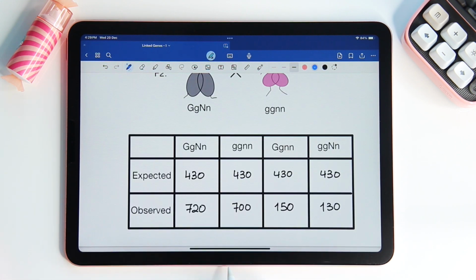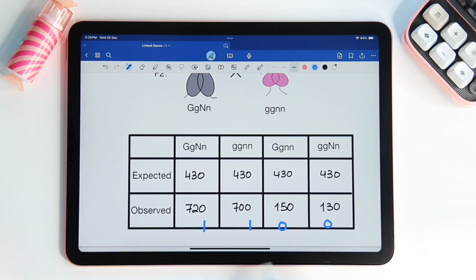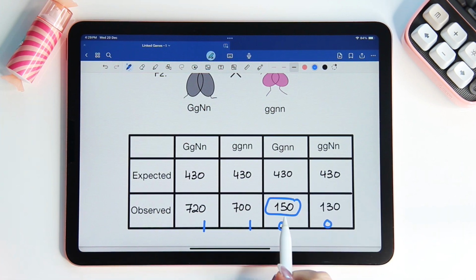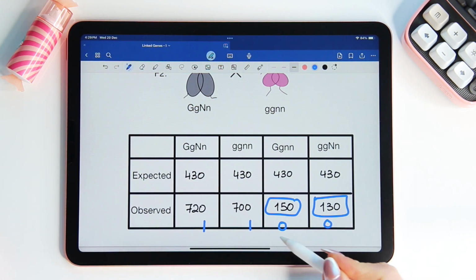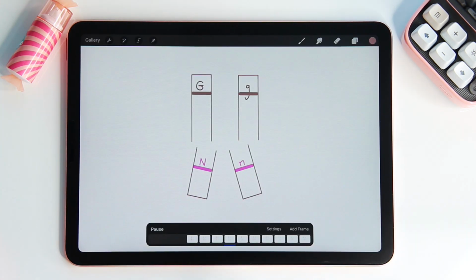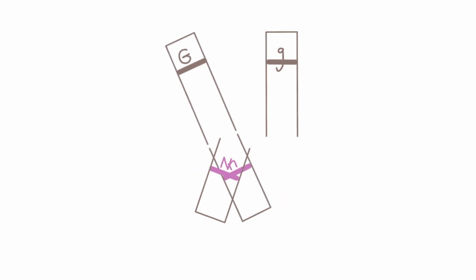When we wrote the ratios for observed, we agreed it's 1, 1, 0, 0. However, in reality, these two genotypes did exist. 150 flies were gray with short wings. 130 flies were pink with normal wings, so they weren't actually 0. These two phenotypes did exist. The explanation is that crossing over has taken place.